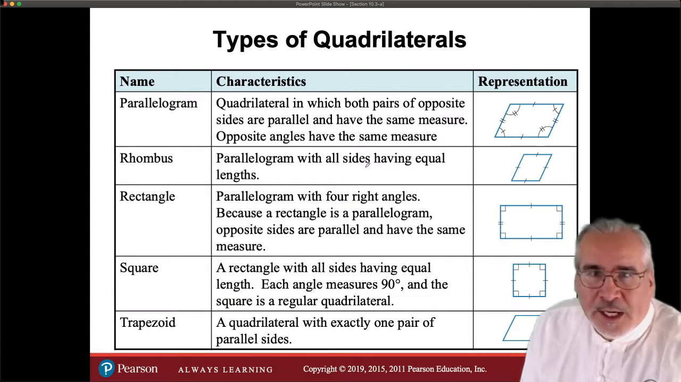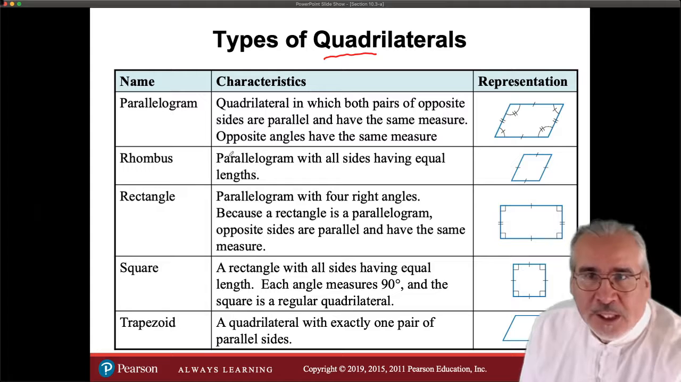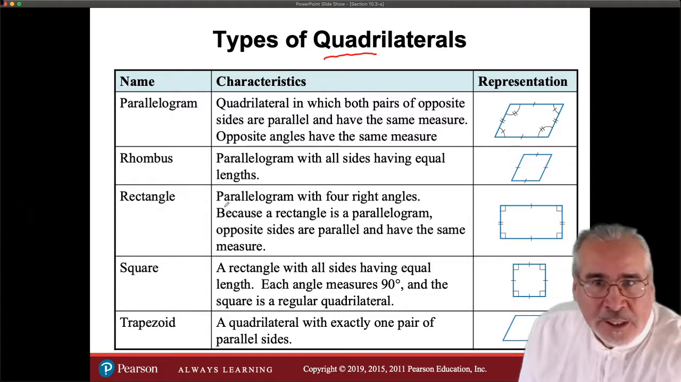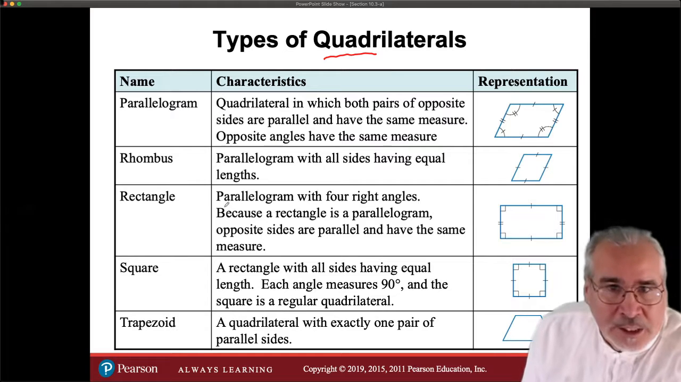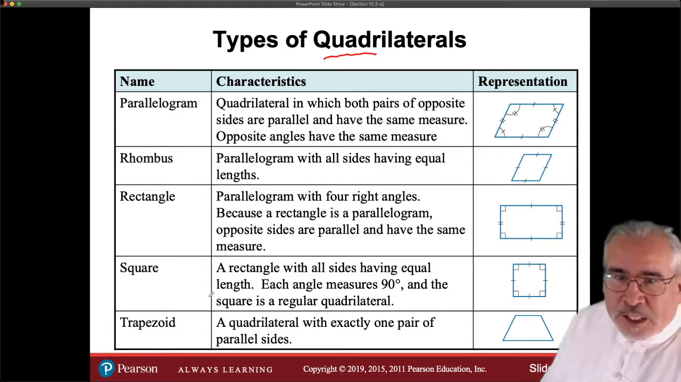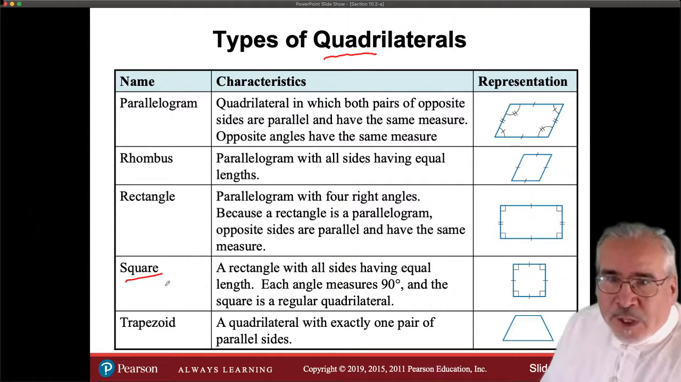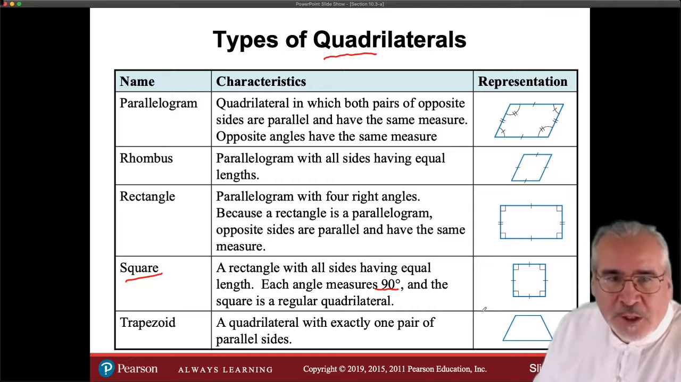Okay. The types of quadrilaterals. Remember, quadrilaterals are things that have 4 sides. We will be looking at area and volume later in the next unit. So that's why we need to understand these a little bit. Again, the square is the regular quadrilateral. If it's a regular quadrilateral, each of the angles is going to be 90 degrees, as indicated here, and each of the sides is equal. It's the only regular quadrilateral.